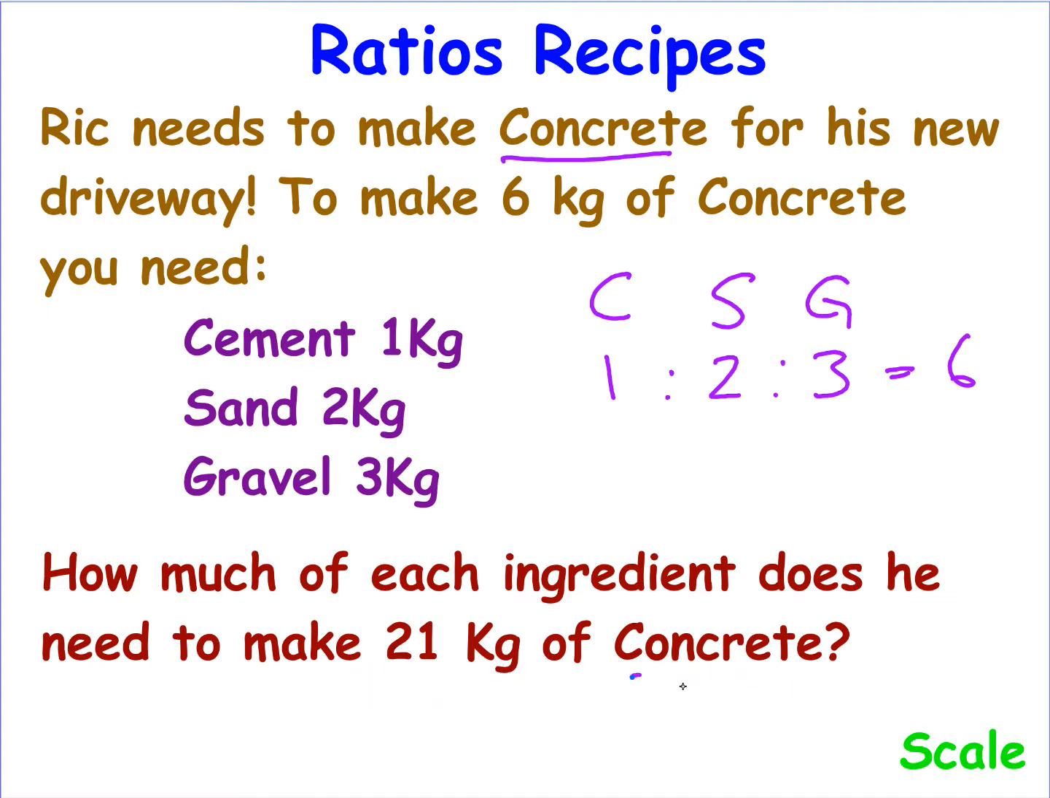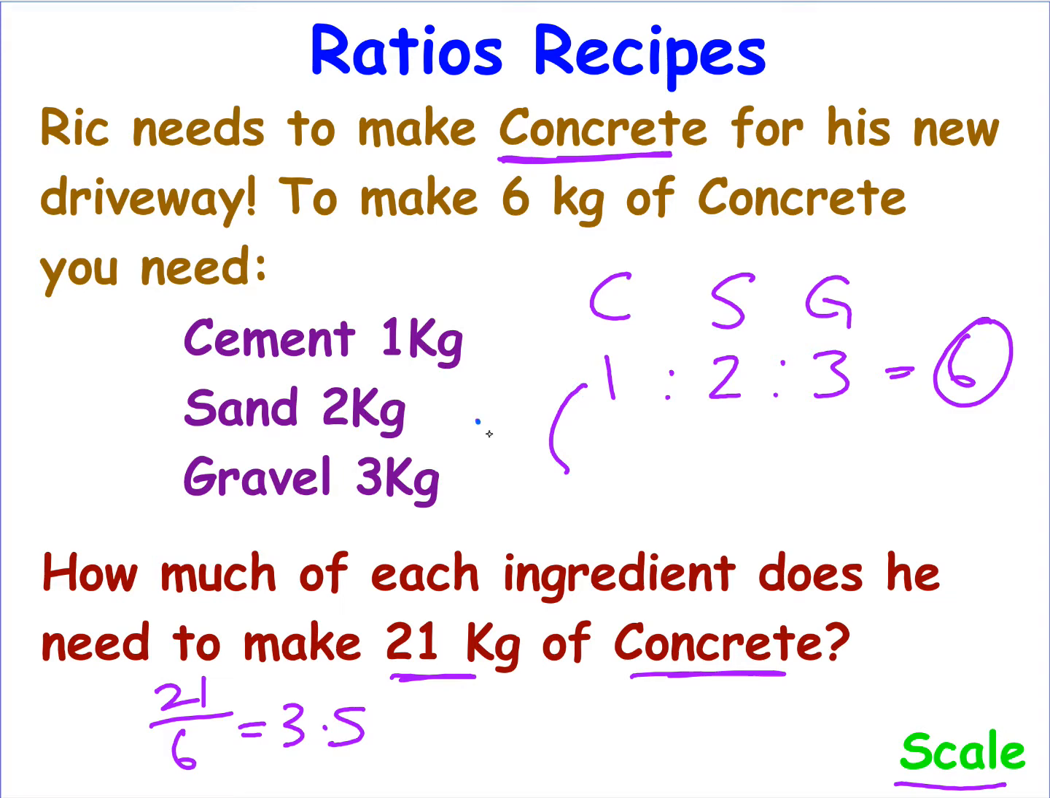Well, this is a totals question. Because we're making the concrete, the 21 is a total. So take the 21 and divide it by the total number of parts, which is 6. Now this time our scale is 3.5. So we need to go back to our ratio and multiply each of our parts by 3.5. So he needs 3.5 kilograms of cement, he needs 7 kilograms of sand, and he needs 10.5 kilograms of gravel. Can you see how we got that?